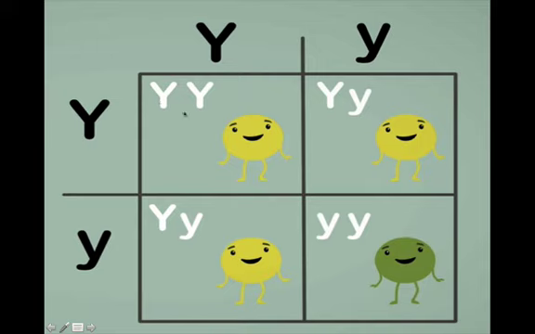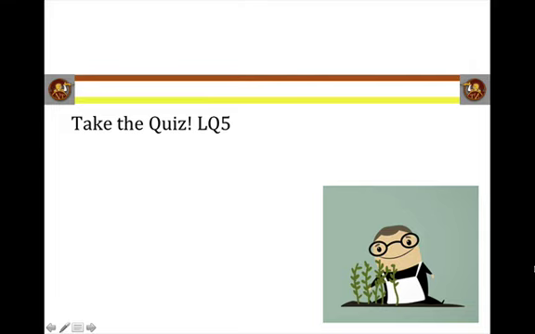So here, big Y is the genotype, and the phenotype for big Y is yellow. Down here, the genotype is little y, and the phenotype for little y is green. So, you're done. Congratulations, you made it. Go ahead and take the quiz, and I will see you in class.